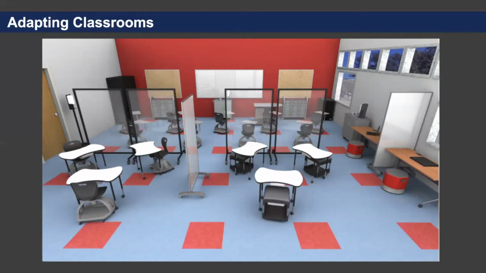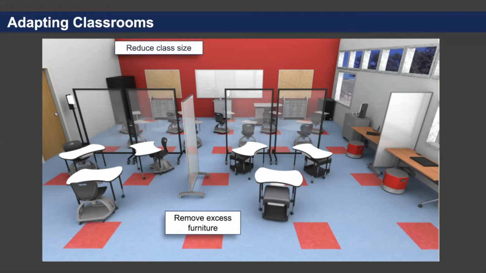Ideas for adapting the classroom include: remove excess furniture. Spacious walkways minimize touchpoints between students. If possible, consider reducing class size. For additional classrooms, you might be able to use common shared spaces like gyms, libraries, or media centers.